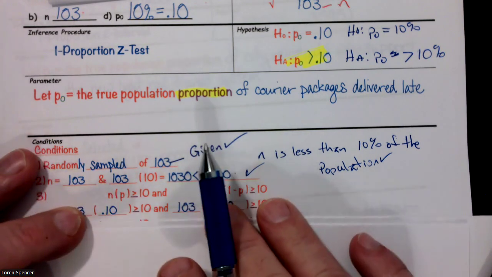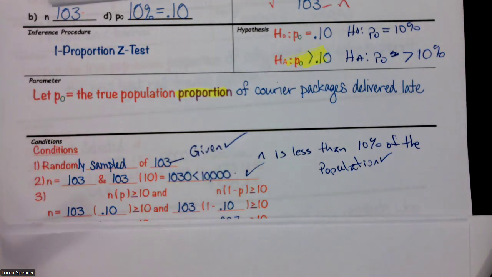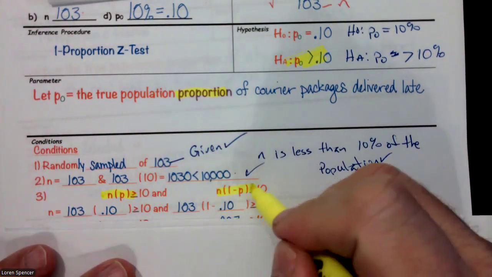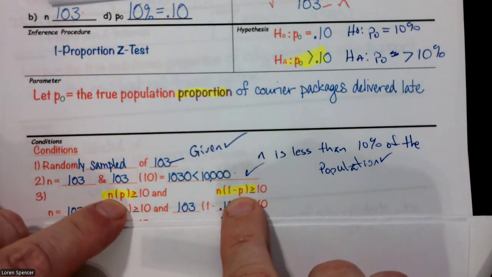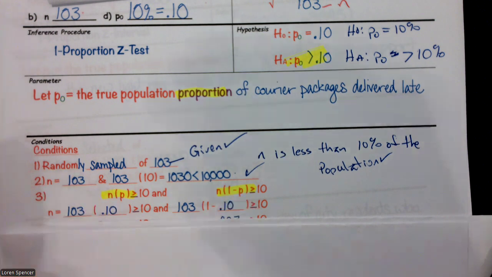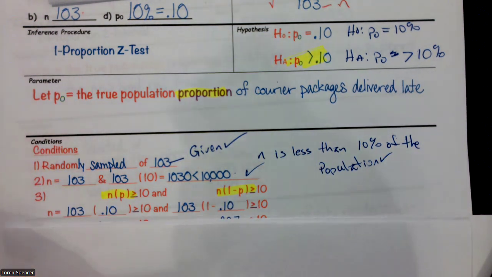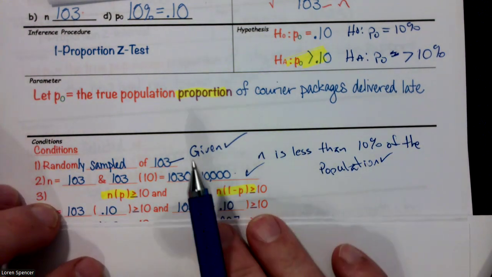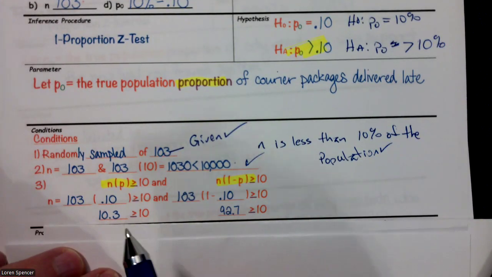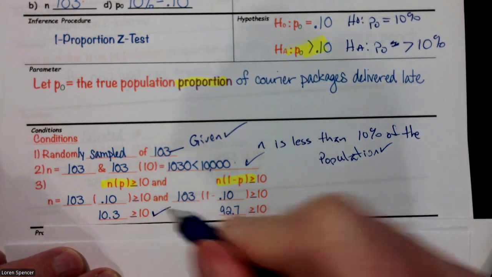Now, please remember, super, super important. When we're working with tests, we're working with the population proportion. So we have to have p. Confidence intervals, this will be p hat. But for the test, it's going to be p. So 103 times 0.1. Well, what is 103 times 0.1? Well, that's 10.3. That's greater than 10. Not by much, but it's still bigger.